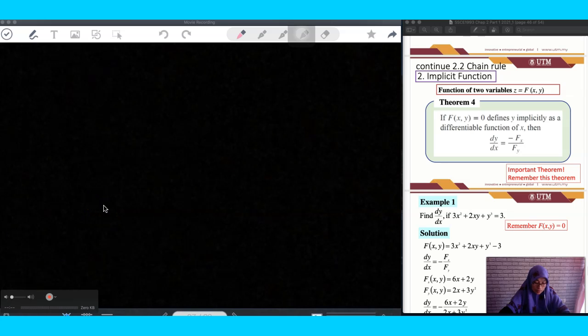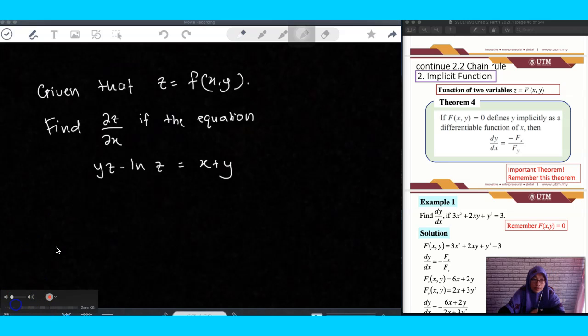Okay, so the next example about partial derivatives is another example which is not in the notes. The instruction is: given that z is a function of x and y, so we have a two-variable function, find the partial derivative of z with respect to x if the equation is given.